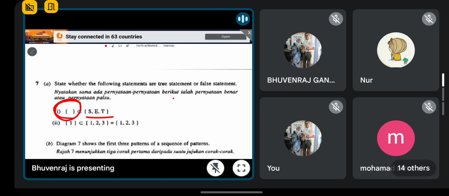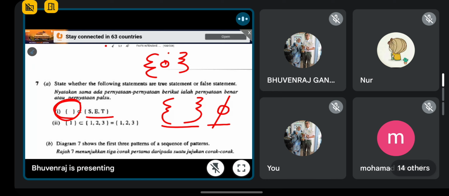Okay, so for subset, you can actually have two symbols to represent it. This is one symbol. This is also another symbol to represent subset. Remember, they can use this or this in the question. Okay, so I ask you guys a question. Saya tanya satu soalan. Can I write it like this to show subset? Can I show this symbol guys to show subset?